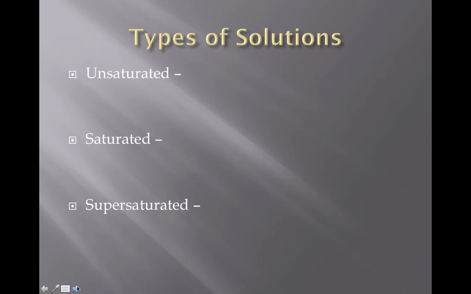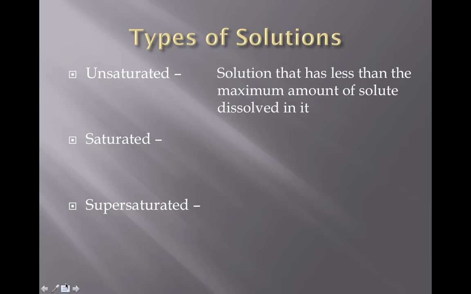And then we're going to look at that here. So there are three types of solutions. We're looking at the amount that they can dissolve. The first one is called unsaturated. An unsaturated solution is defined as a solution that has less than the maximum amount of solute dissolved in it.